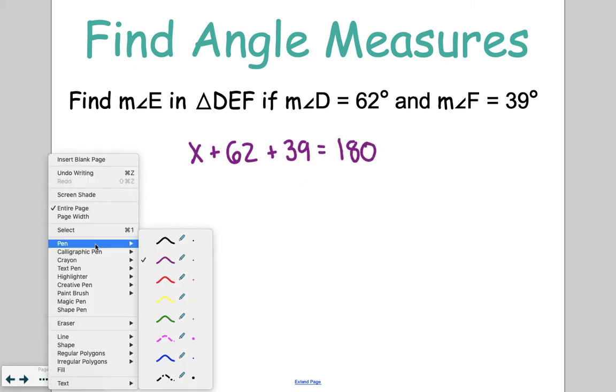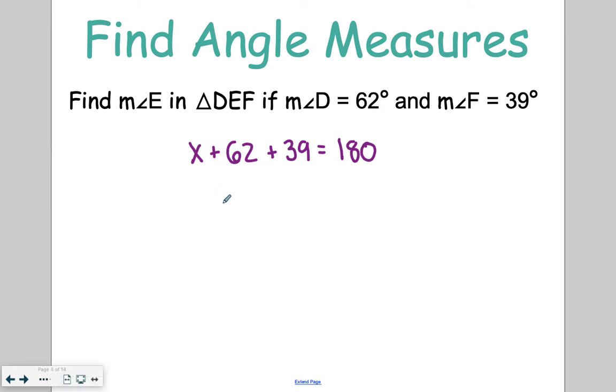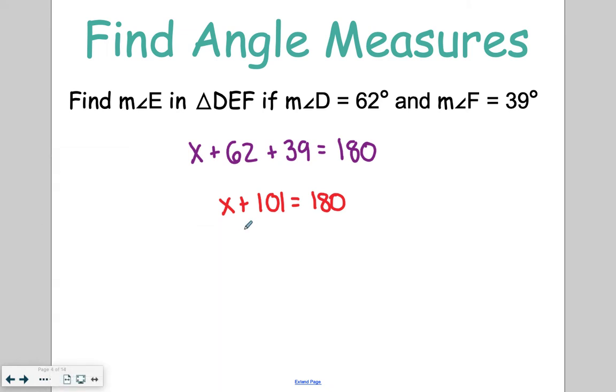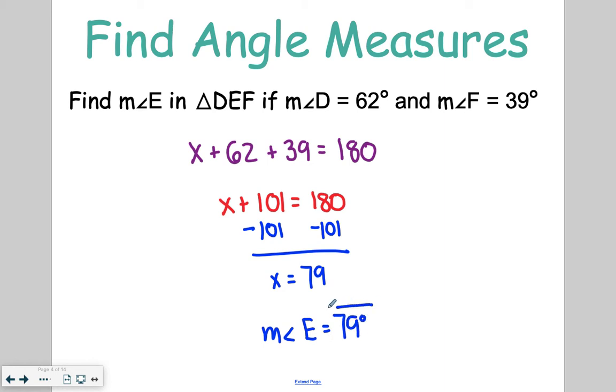You can simplify the equation by doing 62 plus 39, which means x plus 101 is equal to 180. Then you can solve this equation by subtracting 101 from both sides and getting an answer of x is equal to 79. So what that means is the measure of angle E is equal to 79 degrees.